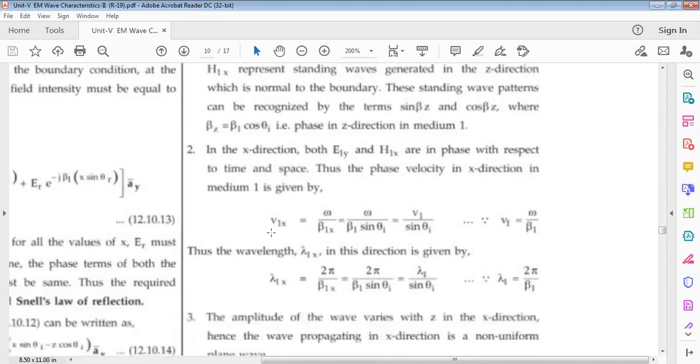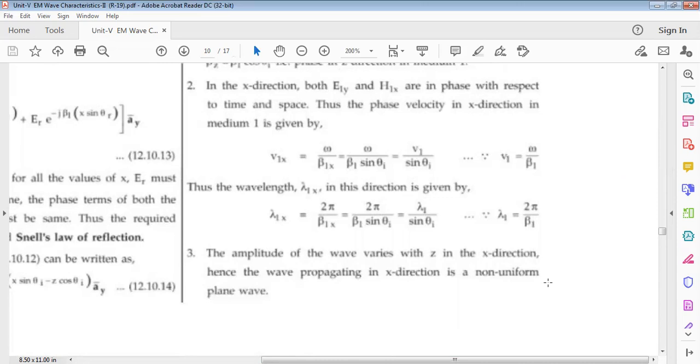And we'll get E1x and lambda 1x. Lambda is 2 pi by beta, so beta is equal to 2 pi by lambda. And in this function, beta 1 sine theta I, omega by beta is V1. V is equal to omega by beta 1, and lambda 1 is equal to 2 pi by beta 1. We know these equations.